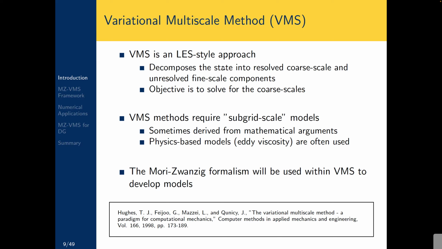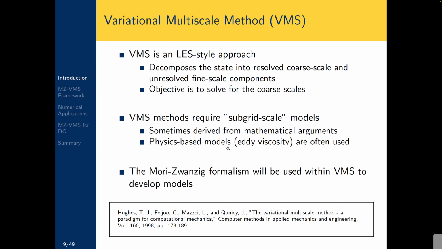The idea is we decompose a state into a resolved coarse scale and an unresolved fine scale state, and then we go ahead and make some mathematical approximations to the fine scales to develop a model for the coarse scales. This would be like our large scale resolved velocities. And so, just like LES, VMS methods require a subgrid scale model. A lot of times they're derived from mathematical arguments, but you can also do things like eddy viscosity.